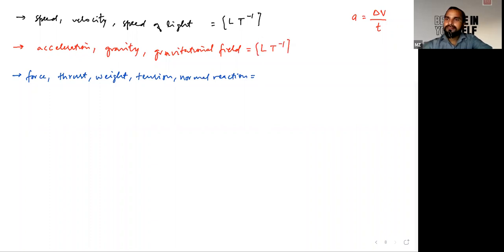So this L T to the power of -2 dimension is used for gravity and gravitational field also. These all three define the same dimension, so I'm writing them in combination or pairs for all the quantities representing the same dimension. The next part is to define force. You must have learned the formula to calculate force is nothing but mass times acceleration. So just put the dimension of mass and the dimension formula for acceleration, and rearrange them.